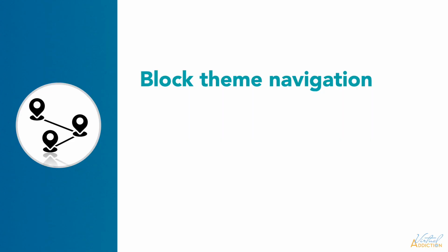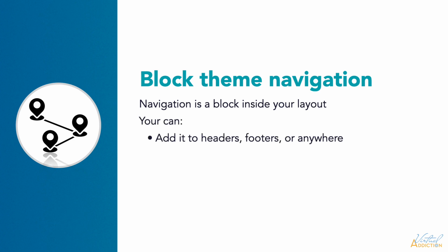Let's compare this to how WordPress used to work. In classic themes, menus were created in a separate area under Appearance, then assigned to locations like the header or footer. With block themes, navigation is a block inside your layout. That means you can add it to headers, footers, or anywhere on the page. You can edit it visually and move it around just like any other block.